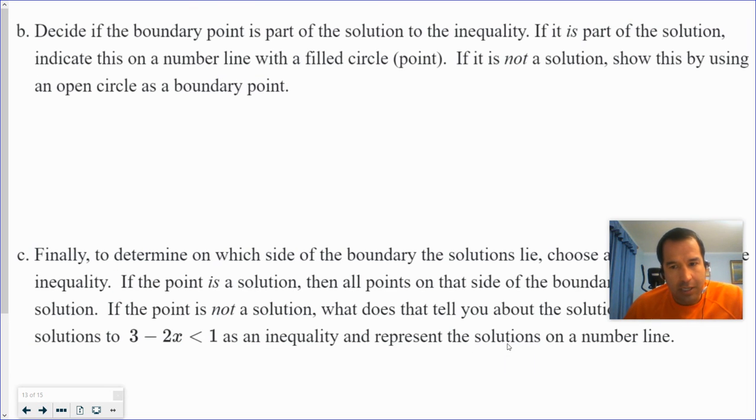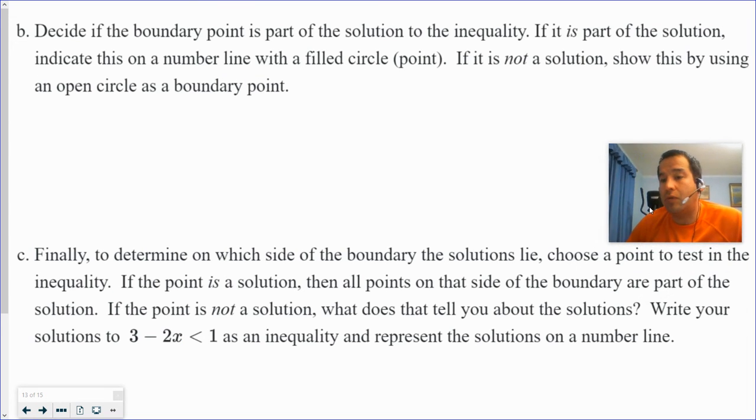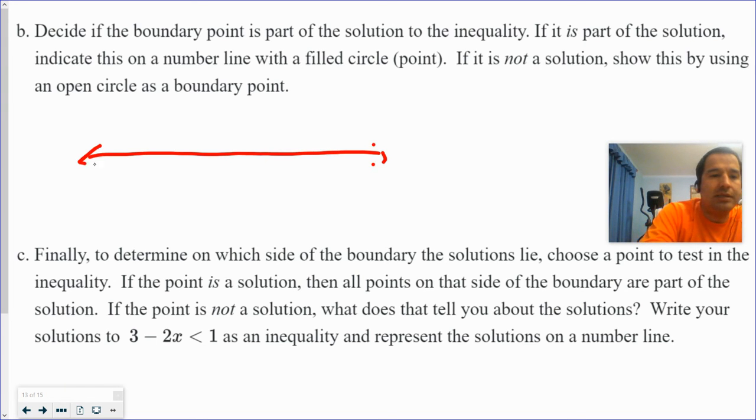Now, here is something that can guarantee that you don't run into the issue you just did. Decide if the boundary point is part of the solution to the inequality. If it is a part, indicate this on a number line with a filled-in point. Now, think of it. Is 1 part of the solution? It is not. So I am going to start at 1, but I'm just going to put an empty circle on 1. So, an open circle at the boundary point.